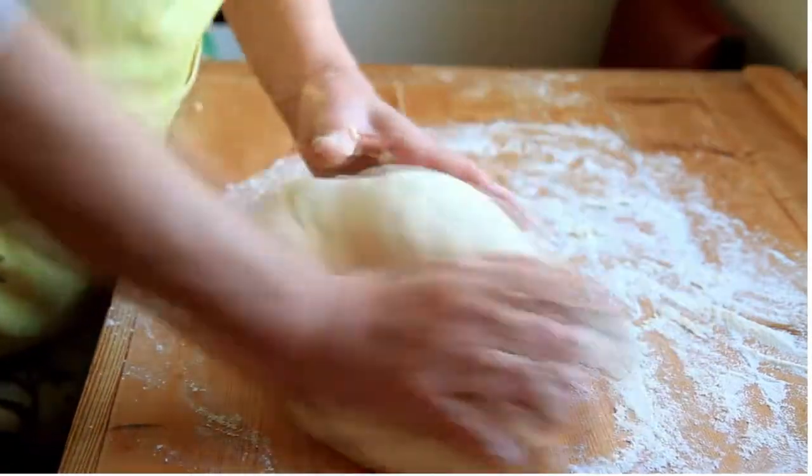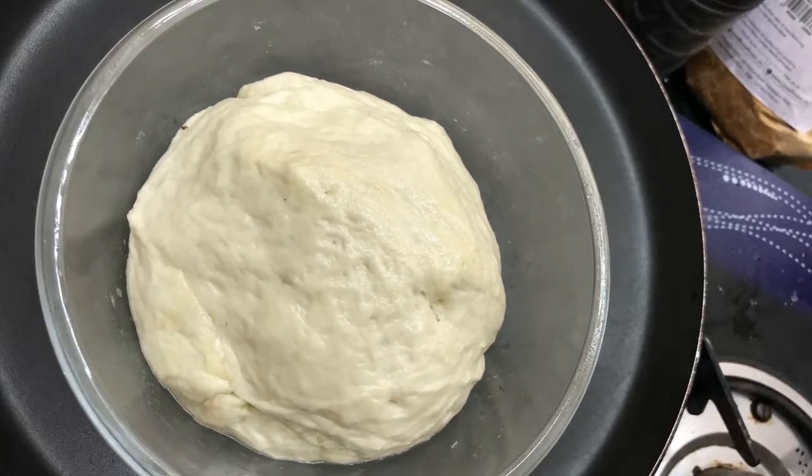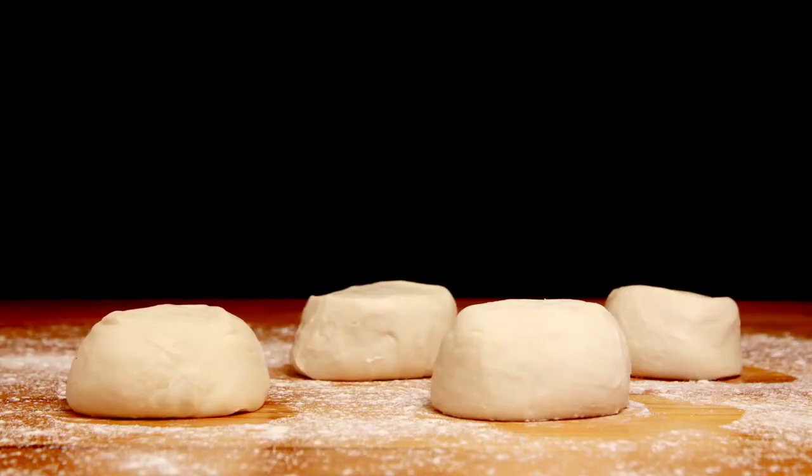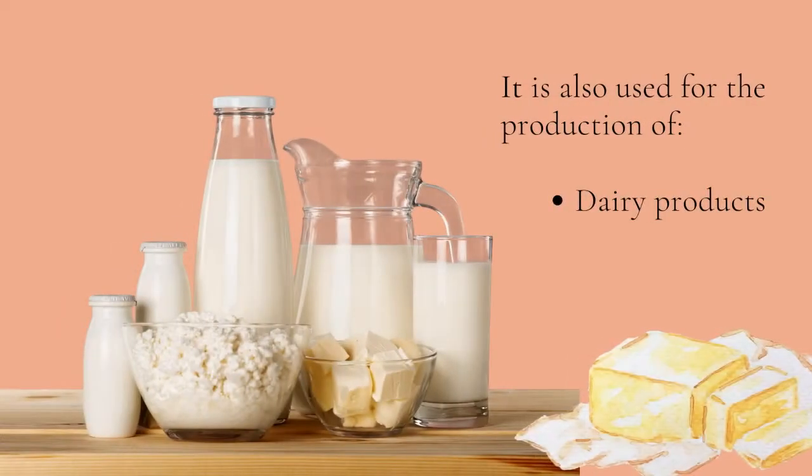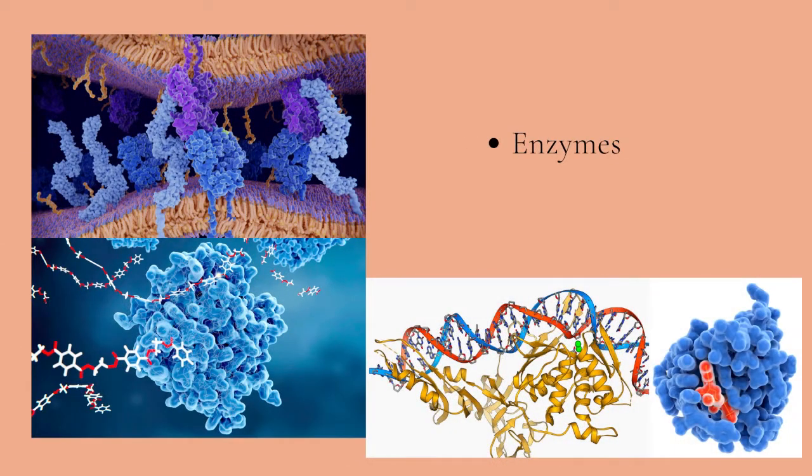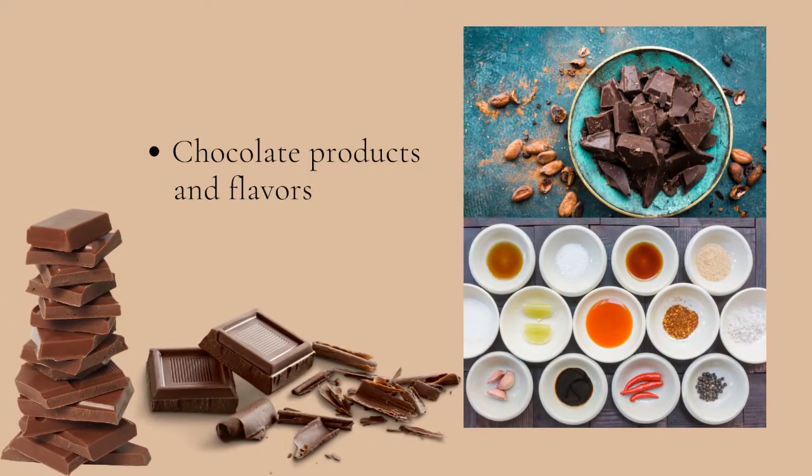Besides dough, which is a mixture of flour with other ingredients such as water, eggs, and/or butter, fermentation is also used for the production of dairy products such as cheese, yogurt, butter, ice cream, condensed and dried milk, and so on. Enzymes such as maltase are produced during fermentation to break maltose into glucose molecules. Chocolate and other flavorings can also be the product of fermentation.